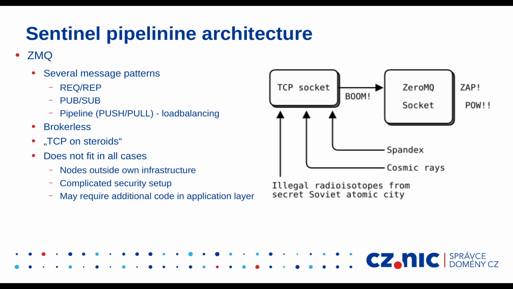ZeroMQ provides us with several messaging patterns: request-reply, also known as client-server, and publish-subscribe. We use this pattern to publish updates of our dynamic firewall. And finally pipeline, also known as push-pull. We use this pattern in our pipelines to implement that already mentioned load balancing. As you probably noticed, there's no place for any broker. The boxes are connected using ZeroMQ directly, which is the reason why its authors call it TCP on steroids.